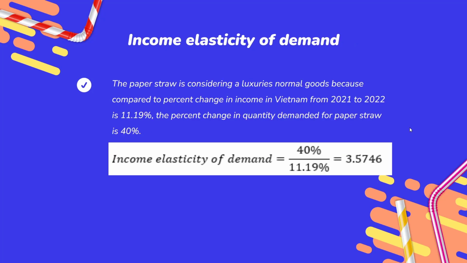The income elasticity of demand. Paper straw is considered a luxury normal good because, compared to the percent change in income in Vietnam from 2021 to 2022, which is 11.19%, the percent change in quantity demanded for paper straw is 40%. Income elasticity of demand is equal to 40% divided by 11.19%, which is equal to 3.5740.